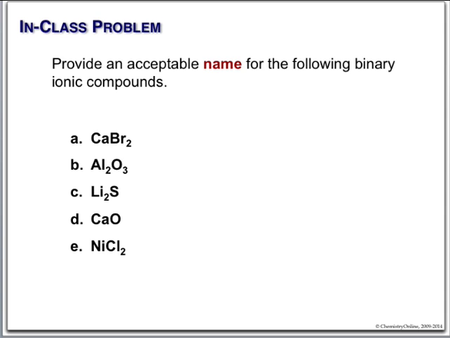Ca is calcium, isn't it? Our root here is brome. So this is calcium bromide. Al is aluminum. The root for oxygen is ox. So this is aluminum oxide.